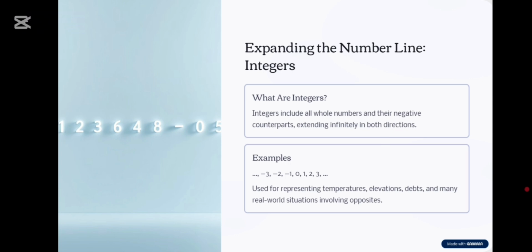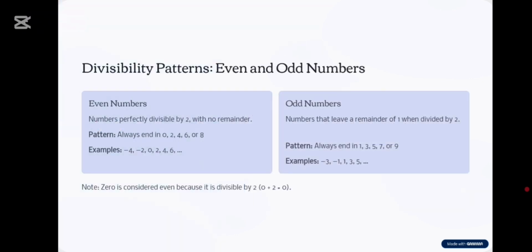All right. Then apart from that, we have divisibility patterns, even and odd numbers. I have made sure to pair these types of numbers in a group that will help you to understand them. So now what are even numbers? Even numbers are numbers perfectly divisible by 2 with no remainder.